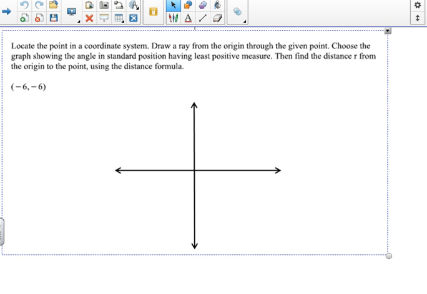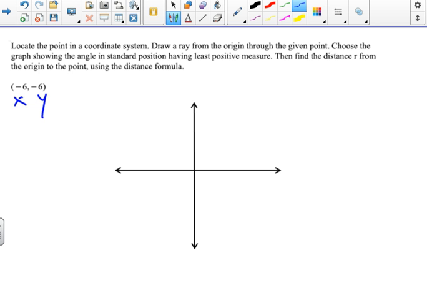So basically what we're looking at is this: you have an x and a y. And of course, in this case, that would be -6 over and -6 down, which would put you somewhere right in here. So what they're pointing out is that you have a triangle, -6 over and -6 down. And that the angle in standard position having least measure, in other words, just go from here to there.